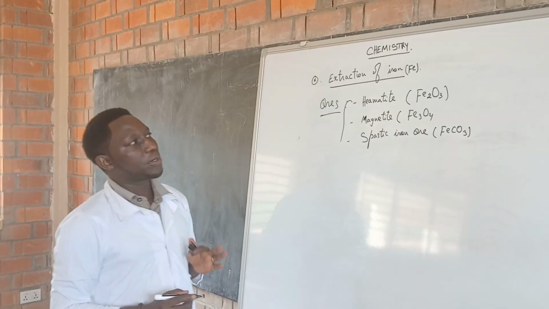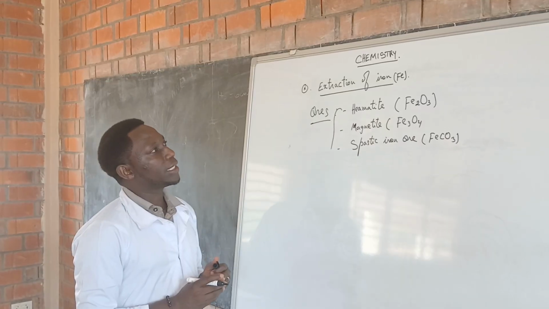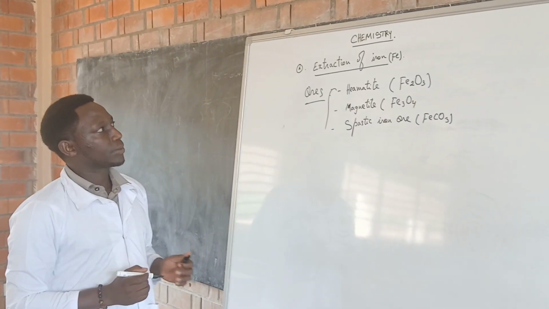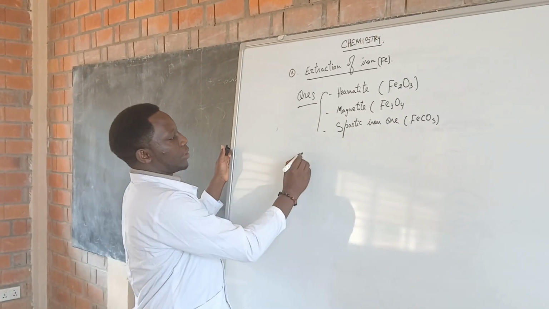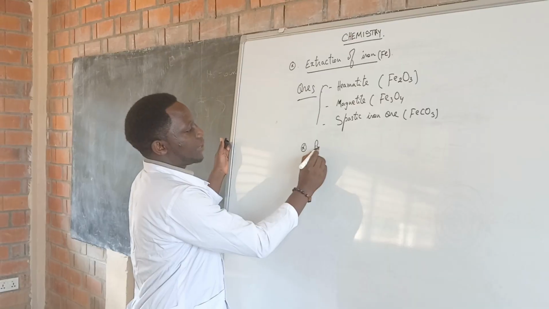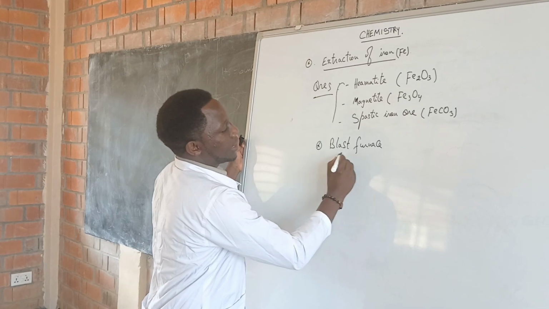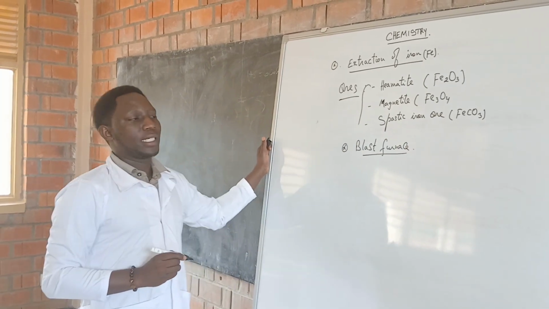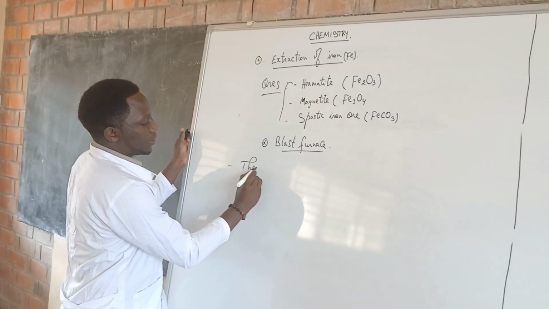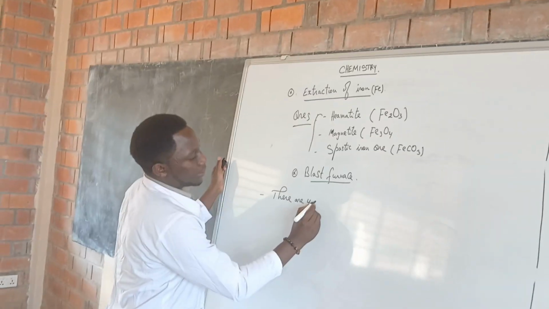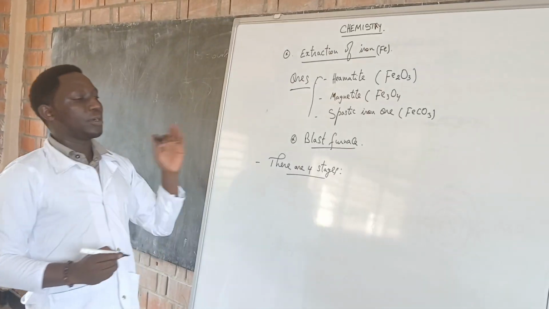And then there are four stages that we have to pass through in order to get the pure iron. And another thing that I have to remind you, this iron is extracted in an instrument called the blast furnace. The blast furnace is an instrument that we use when we are extracting iron. As I have said, there are four stages of extracting iron from ore.